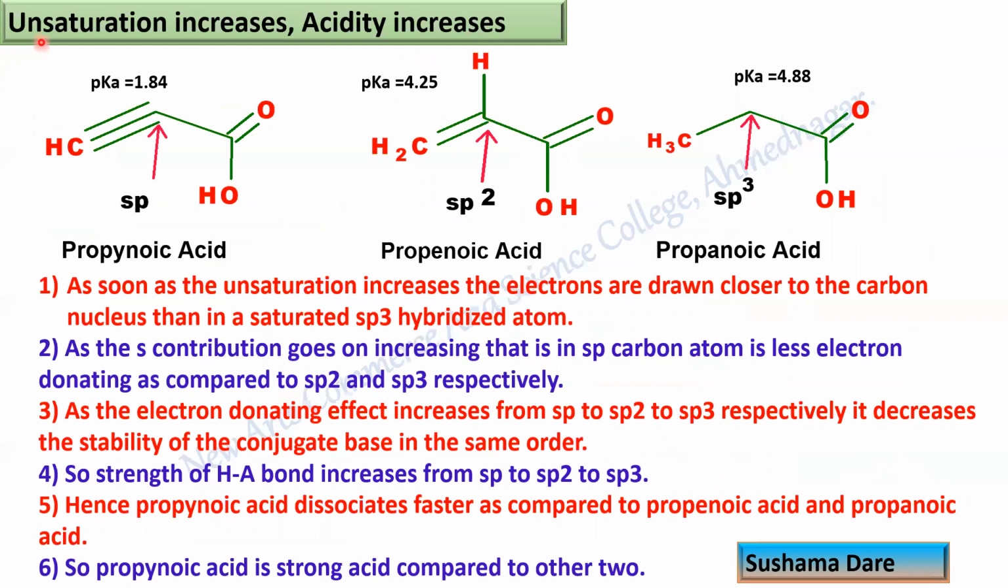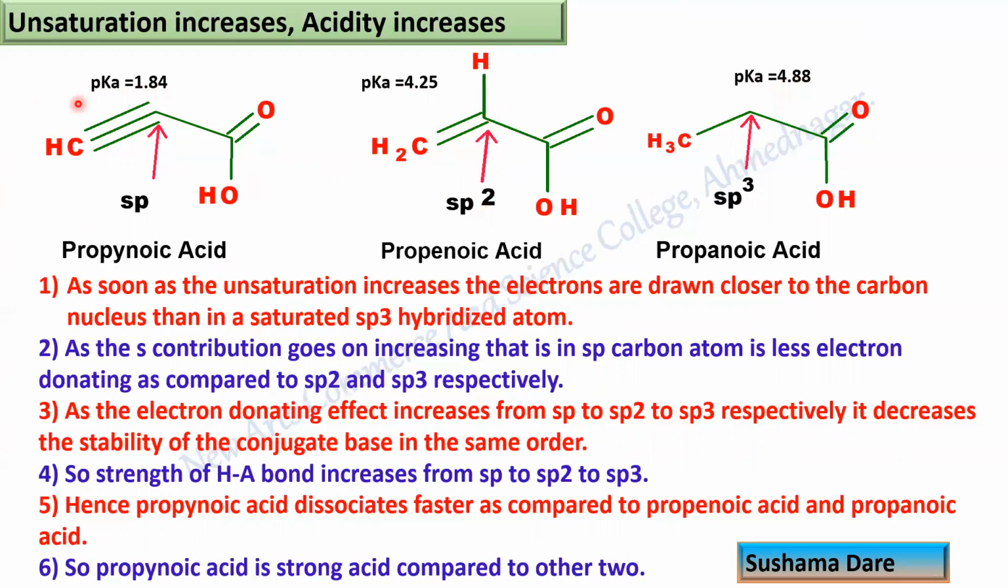Unsaturation in the acid: if the unsaturation increases, acidity also increases. Look here, there is a triple bond, so this is an sp carbon. This one is a double bond, so it is an sp2 carbon, and this is a saturated carbon, so sp3 carbon. The pK values are given as 1.84, 4.24, and 4.88.